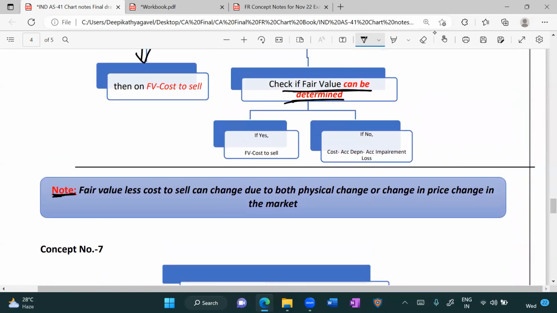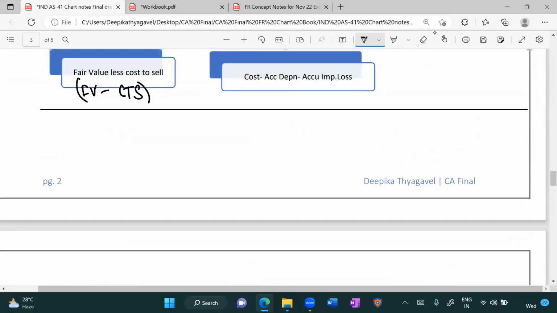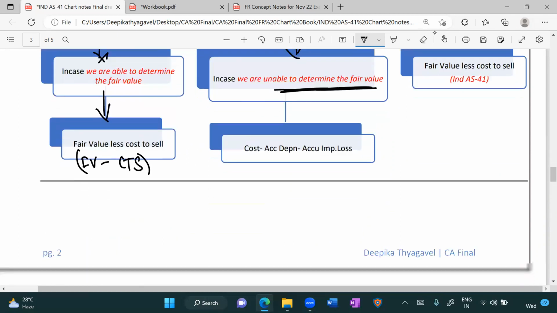Now, an important note is that the fair value less cost to sell can change due to both reasons. It can change due to the physical change that is happening in that biological asset, or the price change that is happening in the market, right? I hope it's clear. So the initial recognition will always happen at fair value less cost to sell. For biological asset, if you're not able to determine the fair value, you can go for a cost model. In agricultural produce, the concept of cost does not exist. You will only record it at fair value less cost to sell.